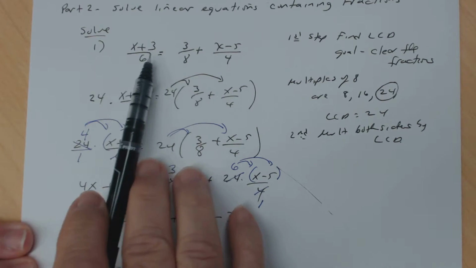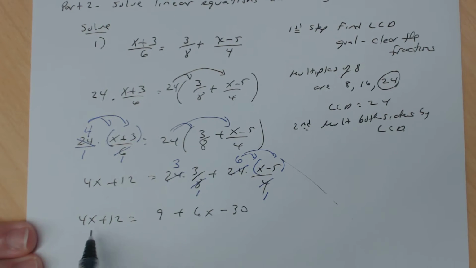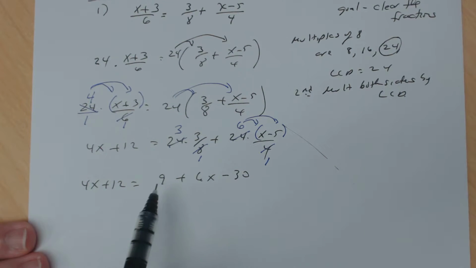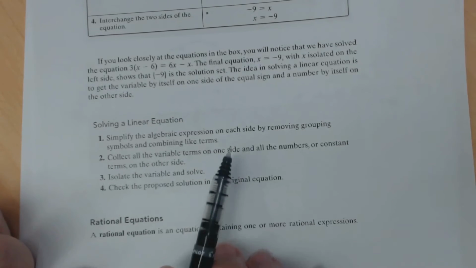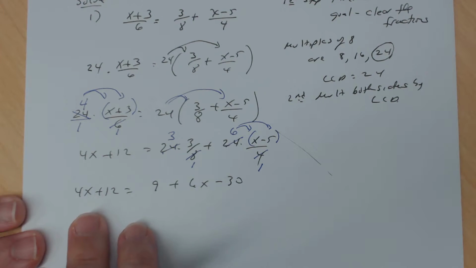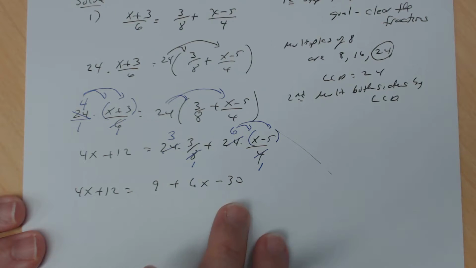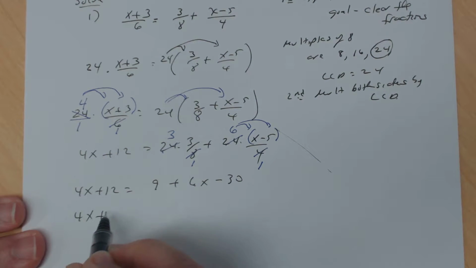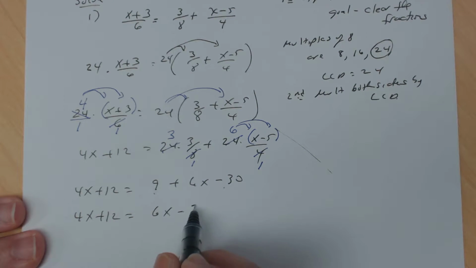And so now you went from a linear equation that contained fractions to a linear equation without fractions. All these denominators are 1s. If you put all these as fractions, all these are going to be 1s: 4x over 1, 12 over 1, 9 over 1, 6x over 1, negative 30 over 1. All right, now remember the next thing is to combine like terms. So let's combine like terms. On the left side, those are not like terms. Well, on the right side, I can combine the 9 and negative 30. So I get 4x plus 12 equals 6x, and 9 and a negative 30 is a negative 21.